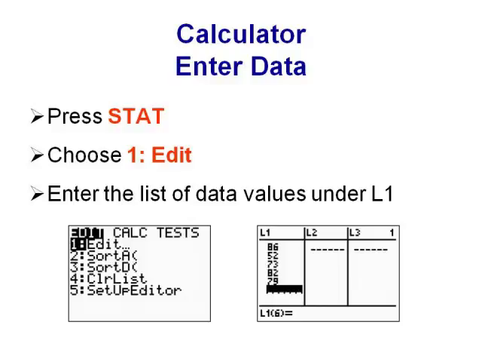So first thing you need to do is actually get the list of data into your calculator. So you're going to press the Stat button, and then that's going to bring up the first screen that I have pictured there, and choose Edit, the very first choice, and that'll bring up the second screen. And under L1, go ahead and just type in all of the test scores.